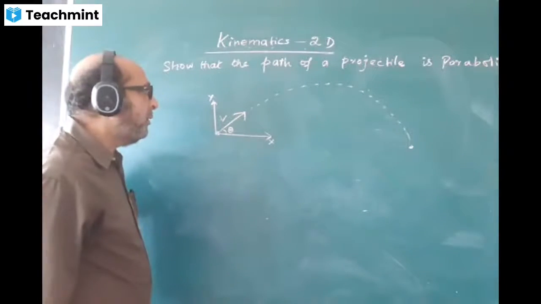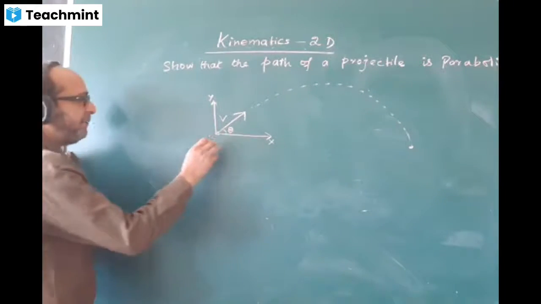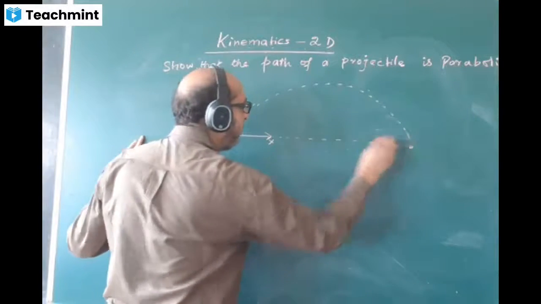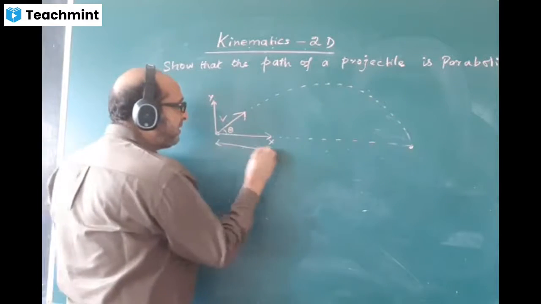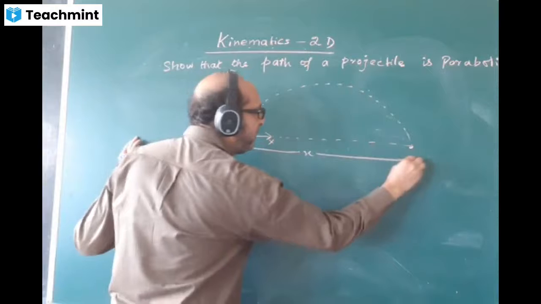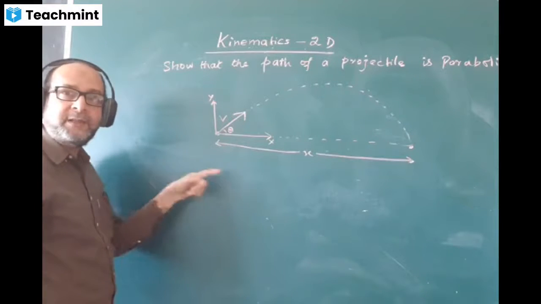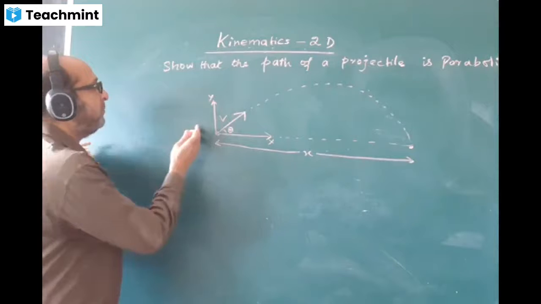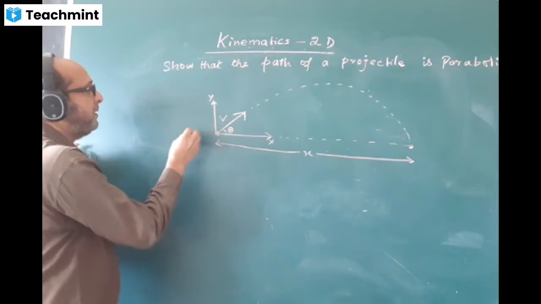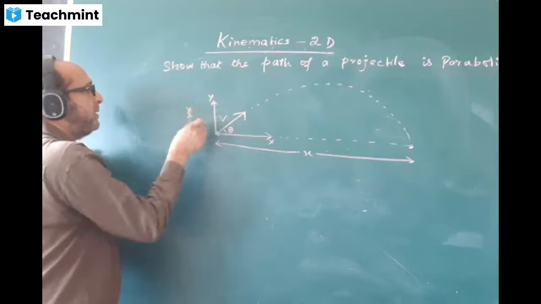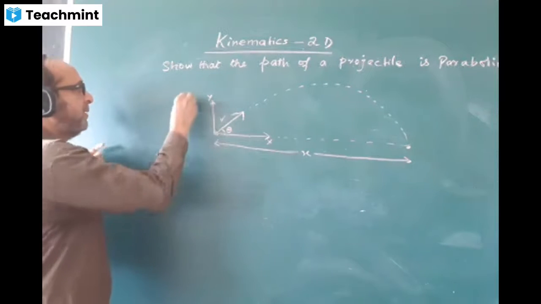Okay. Now, first we'll find the time of coming to this point. I'll take this horizontal distance as x. Horizontal distance is along the x-axis, that is x. And this distance along the y-axis, this height, will be taken as y.